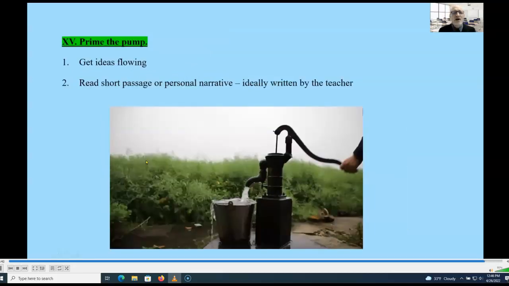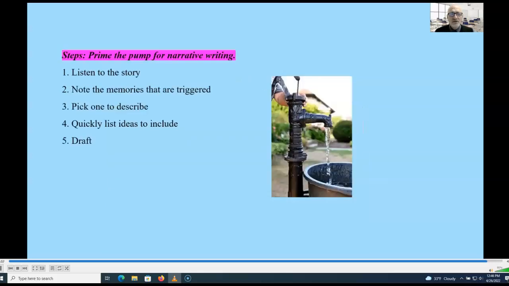And the last one is prime the pump. This is used to get the ideas flowing. And the old hand pumps, you had to pour water in to prime it to get more water to come up. Here you read a short passage that you have written ideally.